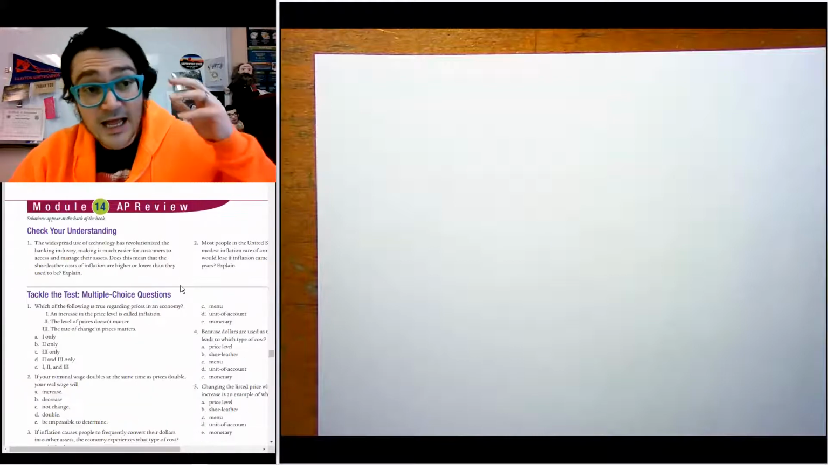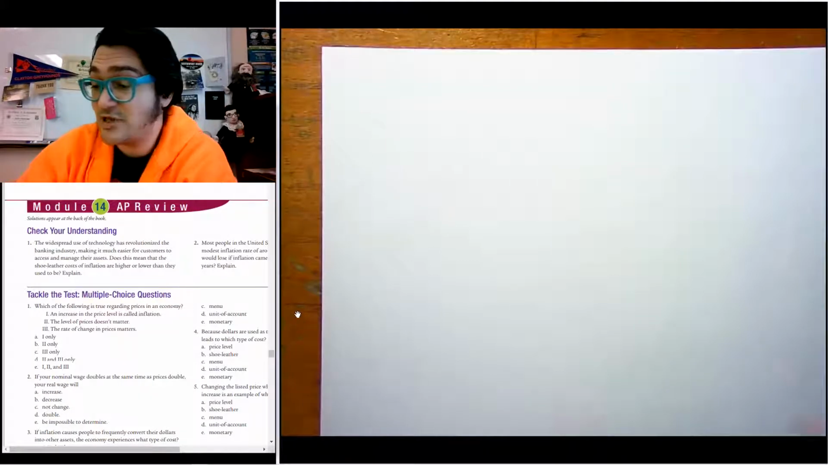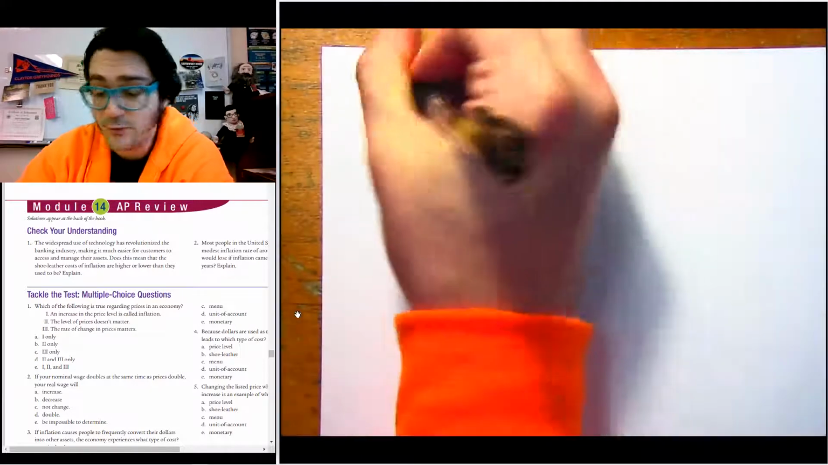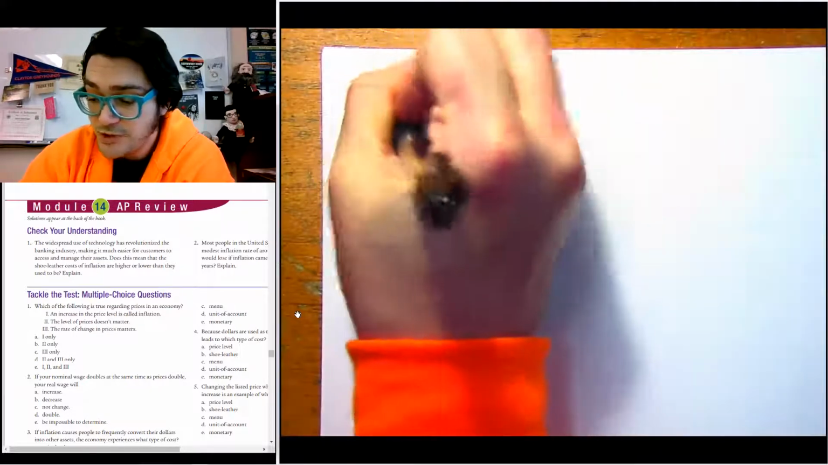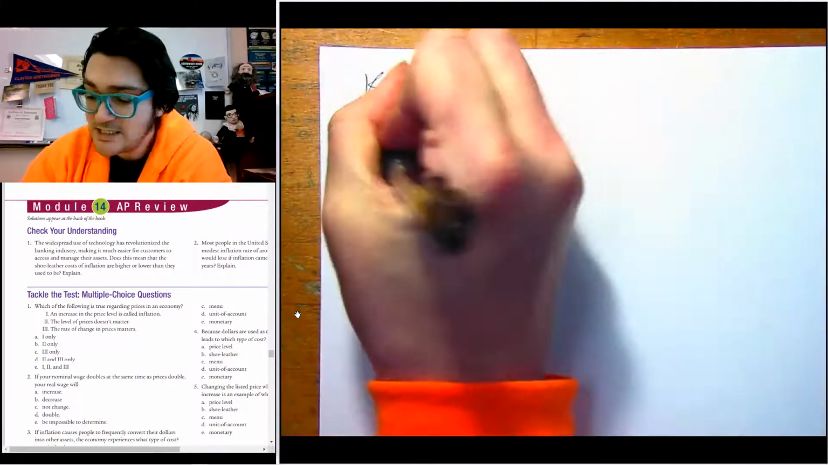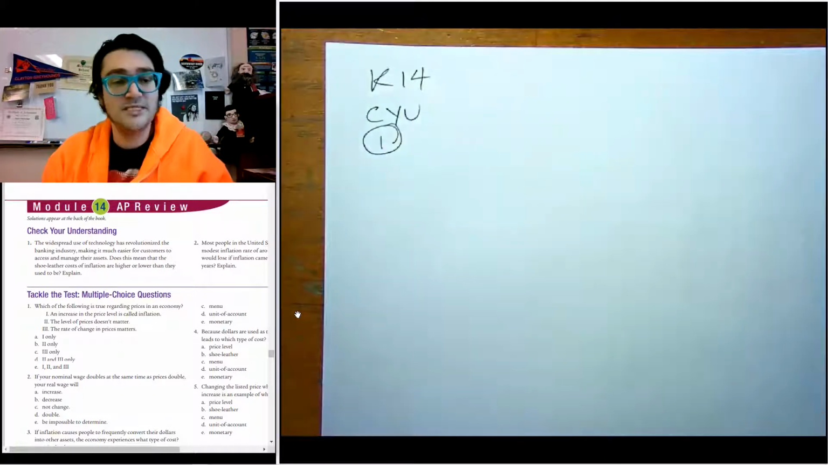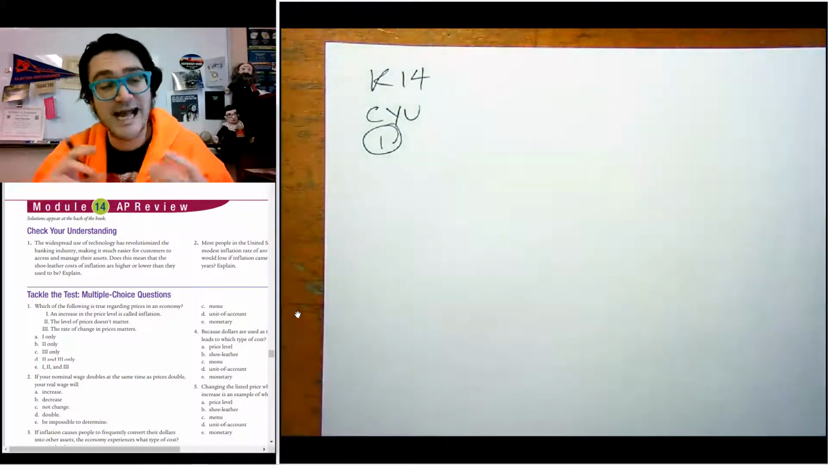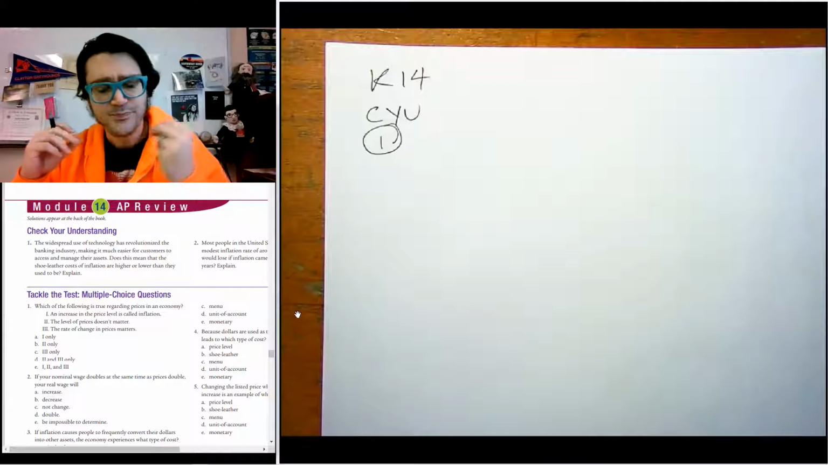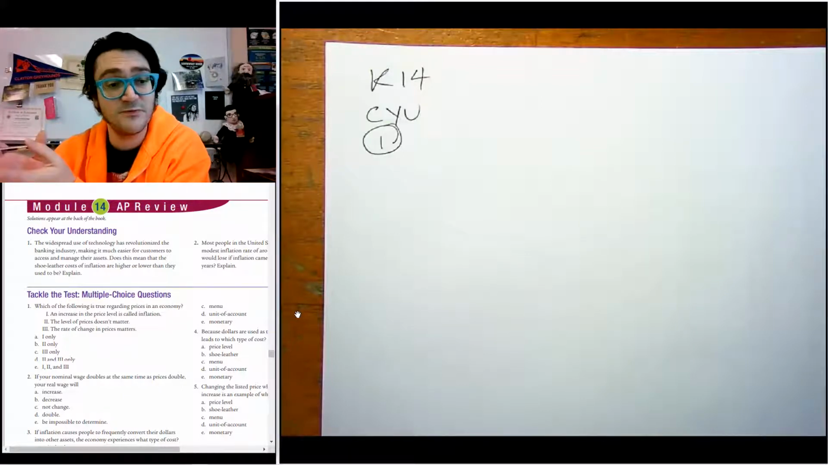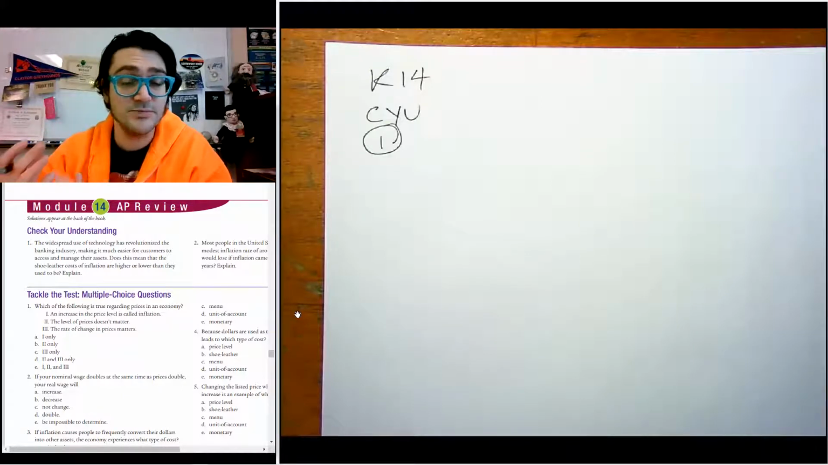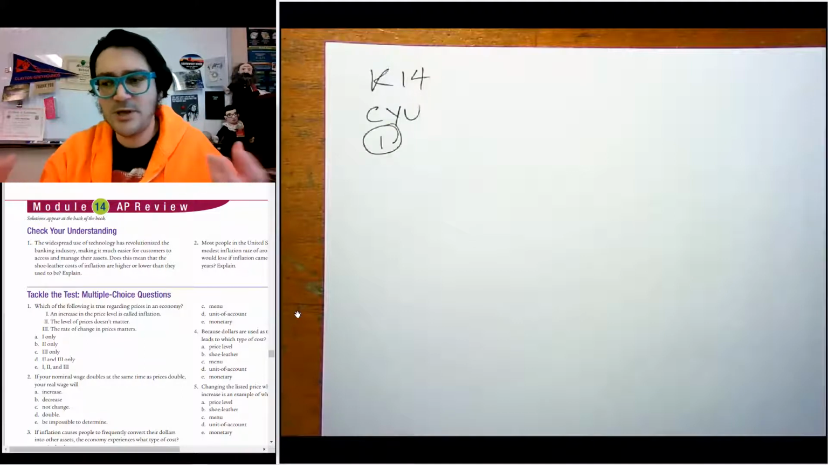All right. Now let's go ahead and take a look at some of these extra practice problems for module 14. So check your understanding. Number one, the widespread use of technology has revolutionized the banking industry, making it easier for customers to access and manage their assets. Does this mean that shoe leather costs of inflation are higher or lower than they used to be? Explain. So this might be helpful if you think about it.